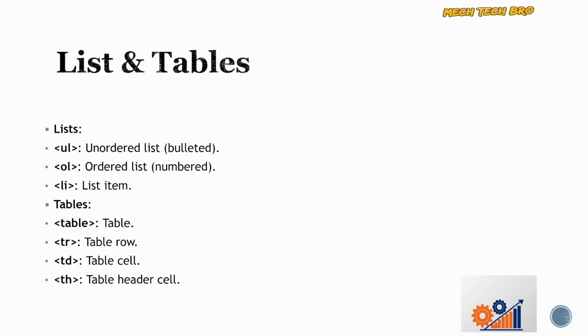Today I am going to tell about lists and tables. So, lists, you can see here, just note it down. UL represents the unordered list, which is bulleted. OL represents an ordered list, that is numbered, and LI represents list items. Just note it down, don't worry, I will explain in Visual Studio Code properly. Let me open Visual Studio Code so that you guys can understand.